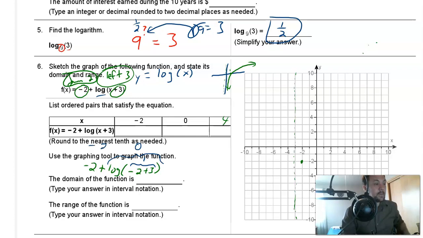So we get -2 plus 0, which is going to be -2. And that's the point that we already knew about from looking at the transformation, right? So we get -2 here. Let's plug in 0, right? So I guess I'll do this right here.